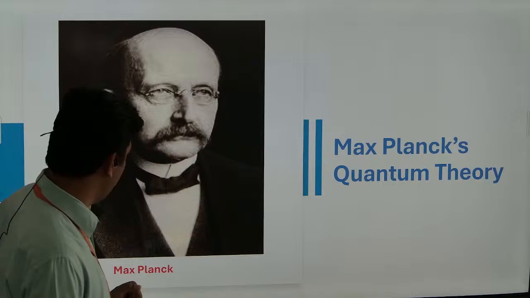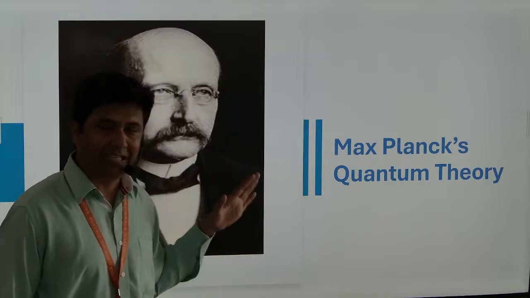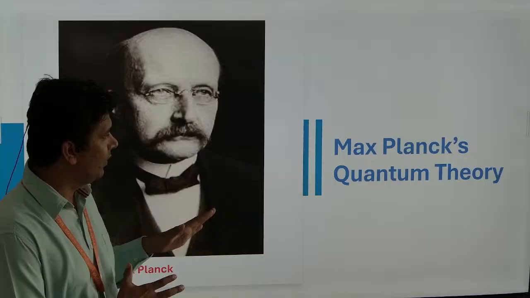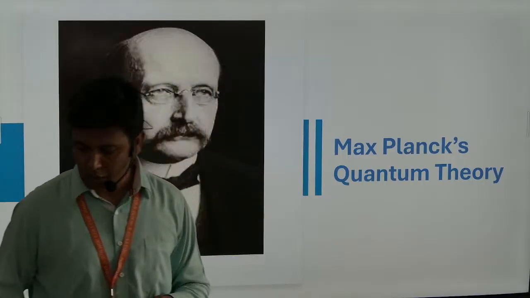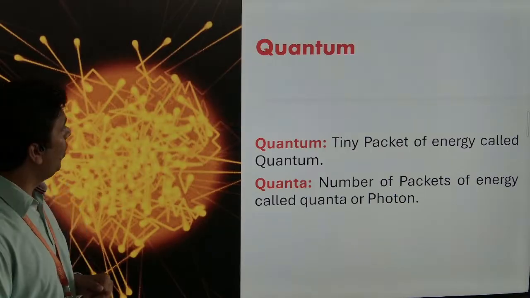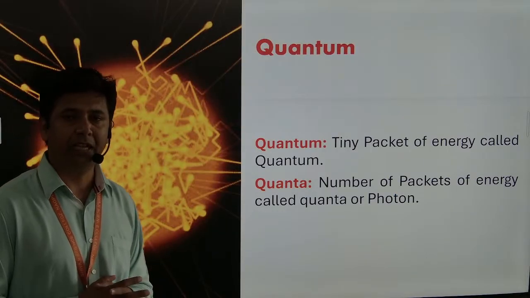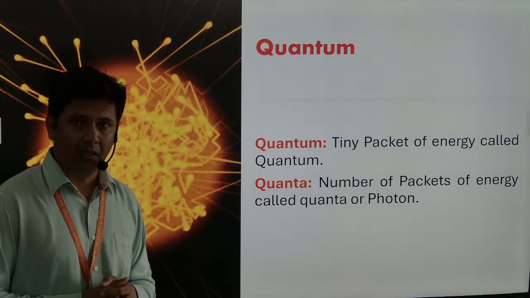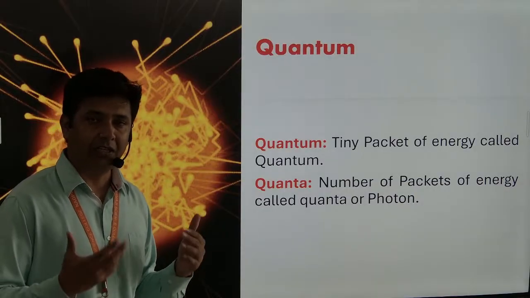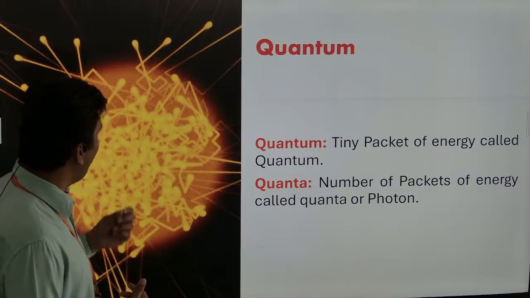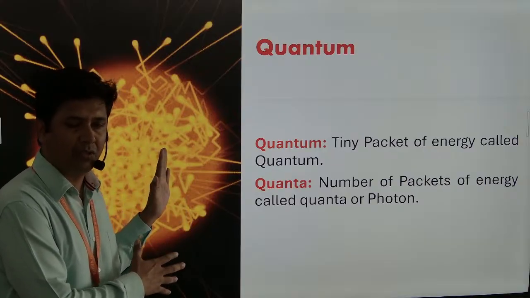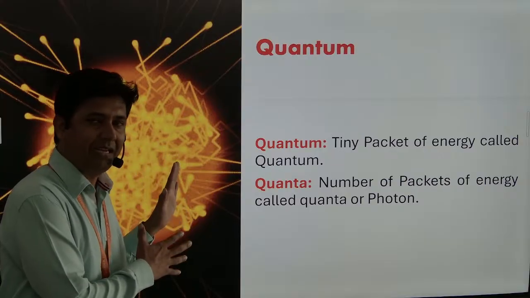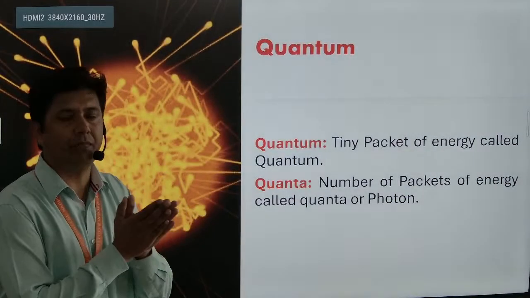Then the next scientist, Max Planck. He came with his theory about light, and that theory is well known as Max Planck's quantum theory. Now, as we know, the sun is the biggest source of energy. It emits light, and when it emits light, as far as Max Planck's quantum theory is concerned, Max Planck says that it emits a bundle of energy along with it. It emits packets of energy with it.